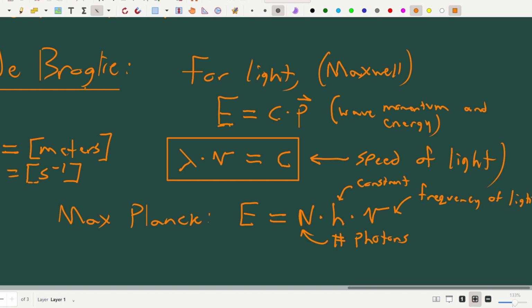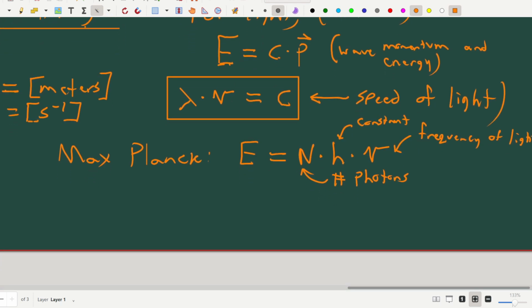But what Max Planck says is that the energy of this wave is also some function of its frequency. So that means that light has both a frequency and a momentum. And so de Broglie realizes that you can put these relationships together. And de Broglie says that the momentum of any quantum mechanical particle is equal to this constant h over its wavelength.